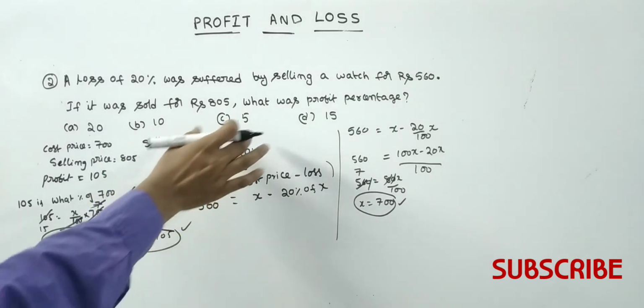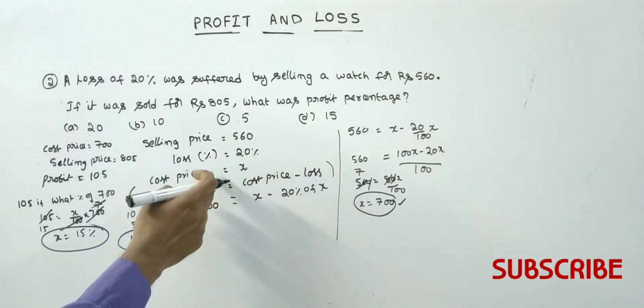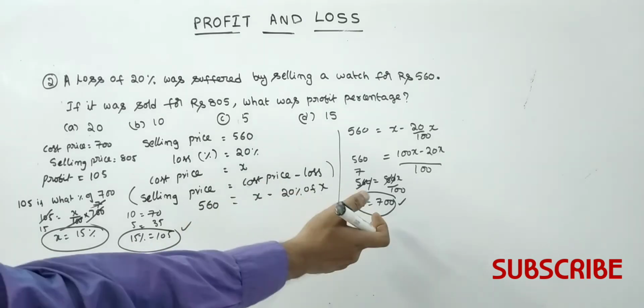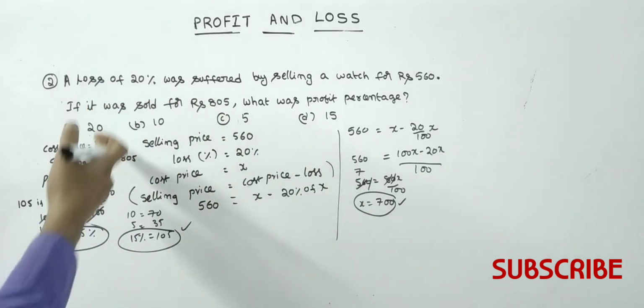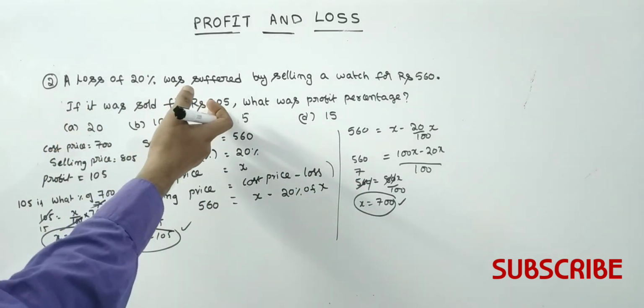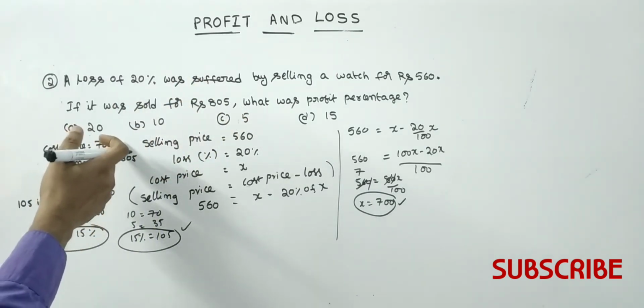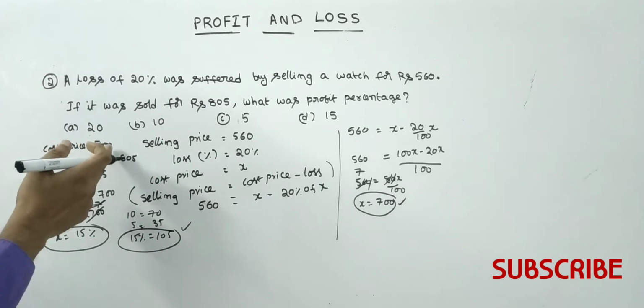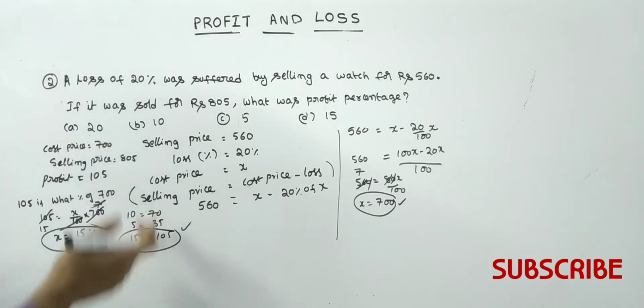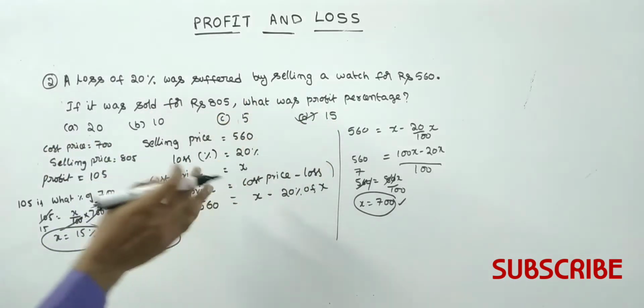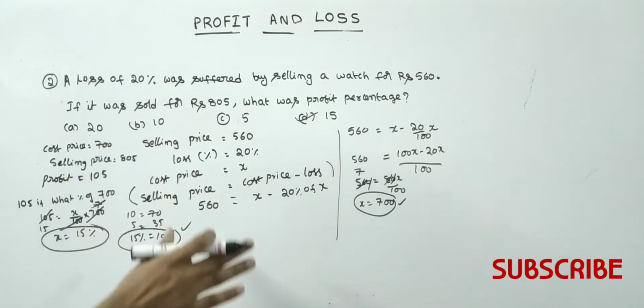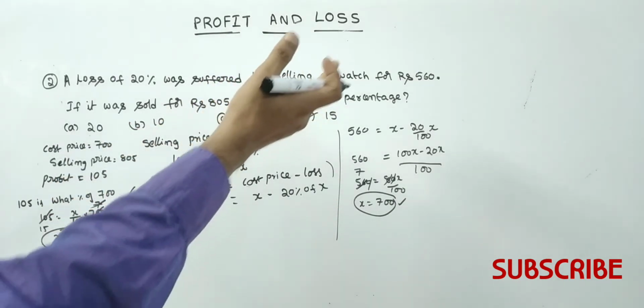Nothing is there. I just took the selling price and loss percentage. Then I calculated the cost price. Then I got the cost price 700. Then straight away he has given selling price is 805. Then profit is 105. Then 105 is what percentage of 700? In 700, 15% is 105. So answer is 15%. See friends, no need to write all these steps also. Straight away we will go to it.